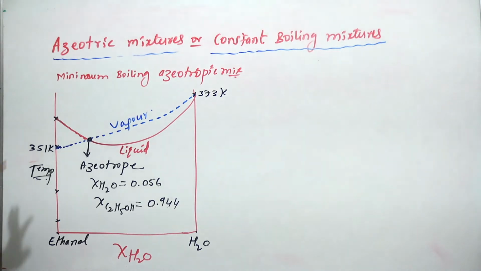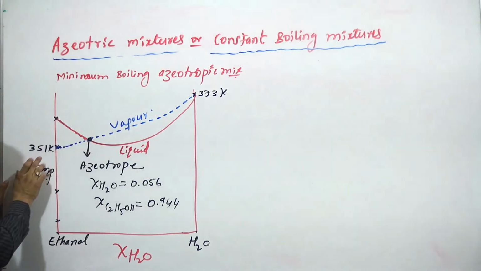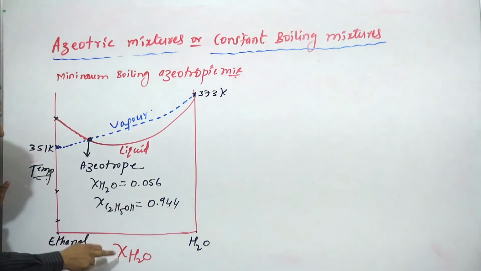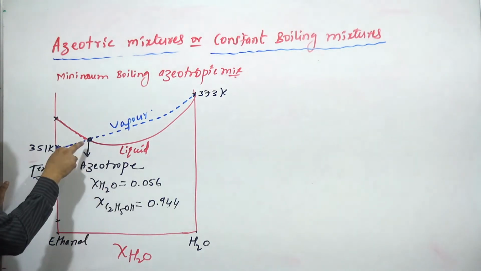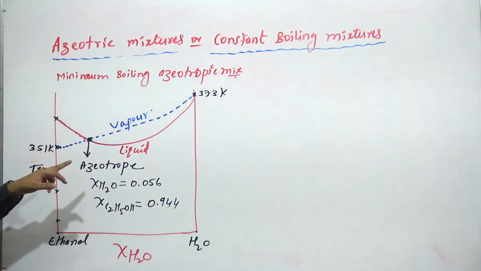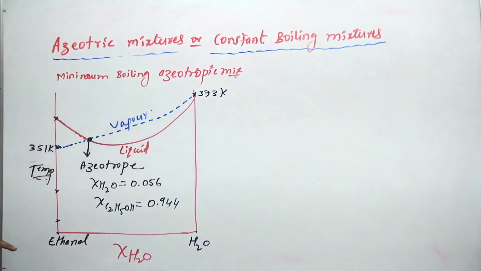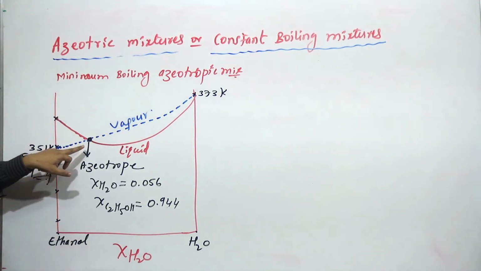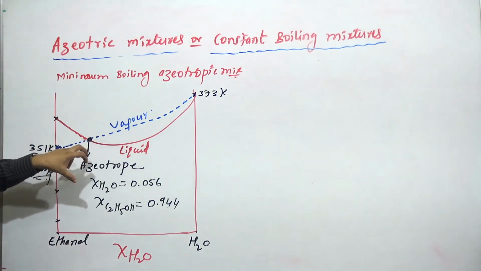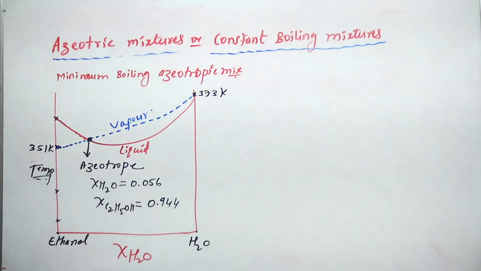What I wanted to explain from this graph is that this is for liquid. I am plotting a graph of temperature versus mole fraction. At this point the temperature is 351.5 Kelvin, and at that point it starts boiling.